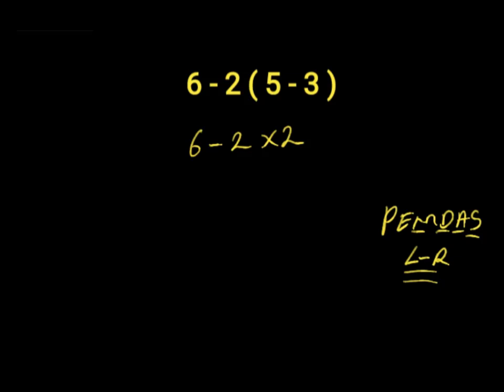Now, we are going to work with our multiplication first because it comes first before subtraction. 2 times 2 will give us 4. Then we have 6 minus 4. 6 minus 4 is equals to 2. 2 is the right answer to this question.